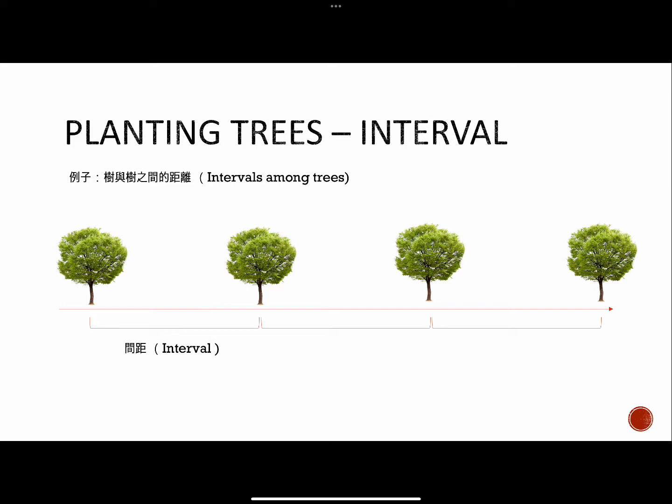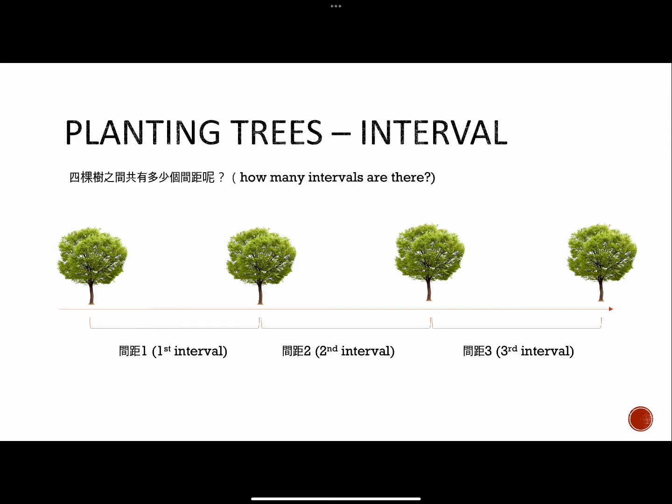Let me explain what interval is. Interval is basically the space between 2 points. In this example, there are 4 trees planted along the road. But be careful. It doesn't mean that there are 4 intervals. Let's try to count together.